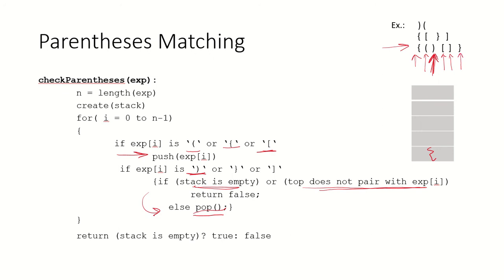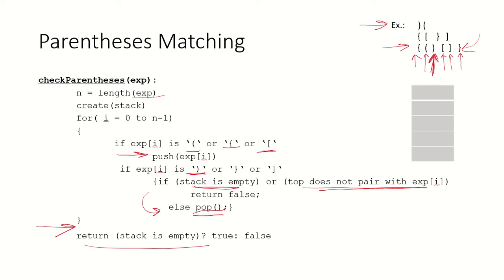Check the next character. Again, it's a closing brace. So check with the top of the stack. It's a counterpart. So we remove this. And now we are out of the loop since we have scanned the whole expression. So we check whether the stack is empty or not. Yes, the stack is empty. That means our expression is balanced.